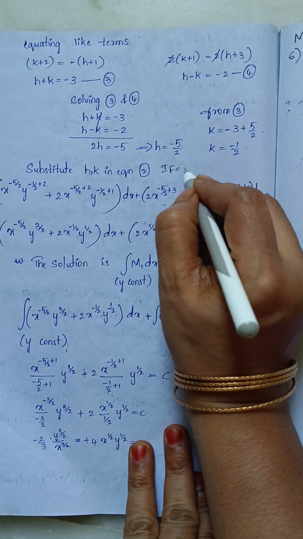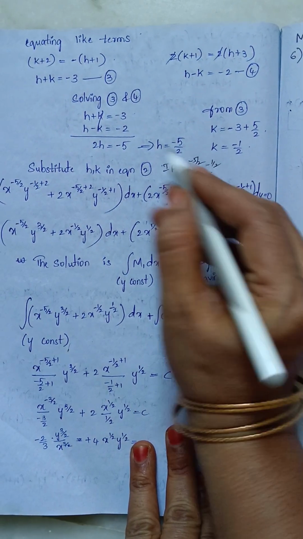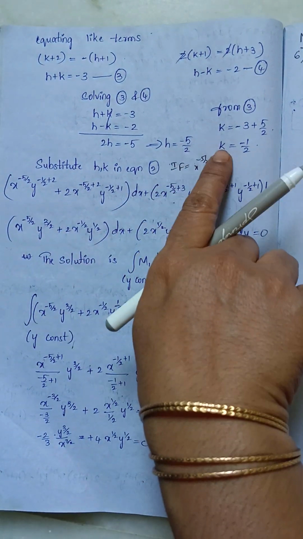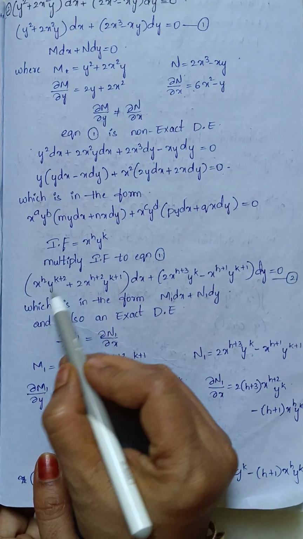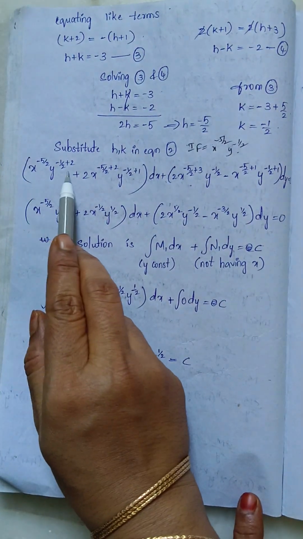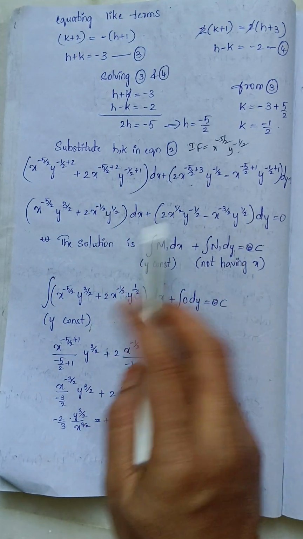Multiply the integrating factor x power -5/2, y power -1/2 to the given equation, or else substitute the h and k values in the equation. That means substitute the h value and k value in this total equation. Then it will become, take the LCM, 4 minus 1, 3 by 2. Like this we can simplify this one.